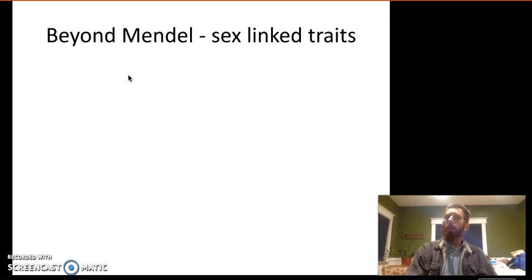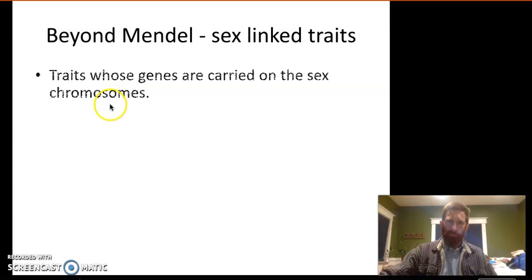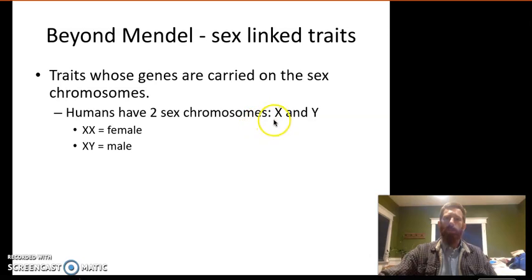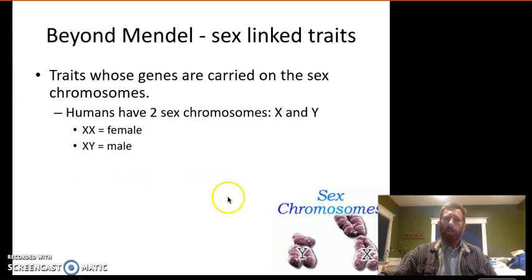So the third non-Mendelian trait, or beyond Mendel, is called sex-linked traits. Now, to understand this, we have to have a little bit of background. Humans have 23 pairs of chromosomes, and the 23rd pair are called the sex chromosomes. Humans have the sex chromosomes that we call X and Y. If you have two X chromosomes, then you are a female. If you have one X chromosome and a Y chromosome, then you are a male. And here we have our picture of our X chromosome and our Y chromosome.